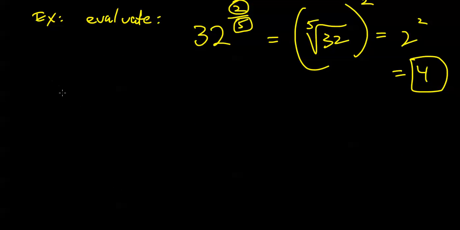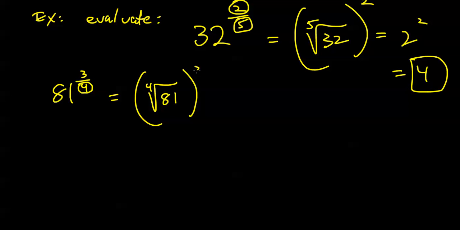Try another one. 81 to the 3/4 power. Again, usually we take the denominator root first, the 4th root of 81, then raise to the third power. Of course, the 4th root of 81 is 3, and 3 cubed is positive 27.